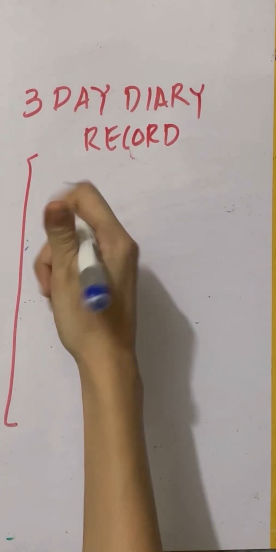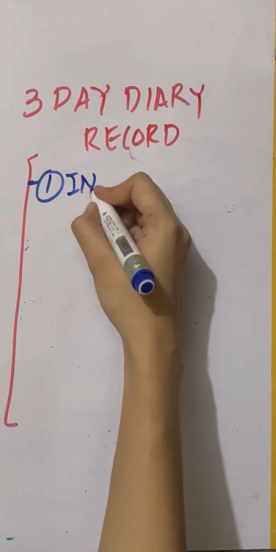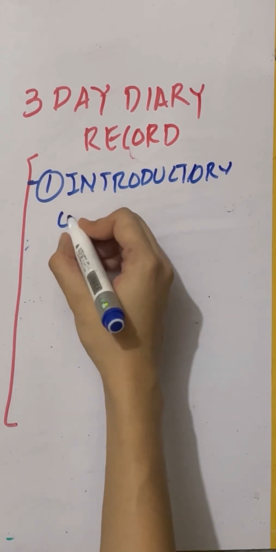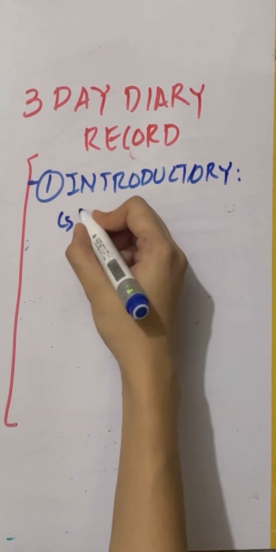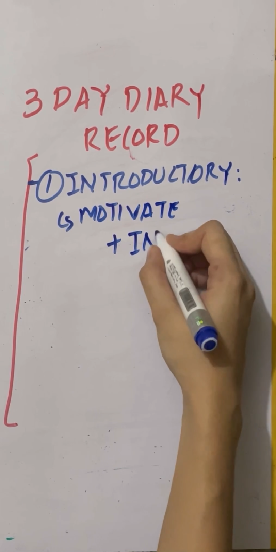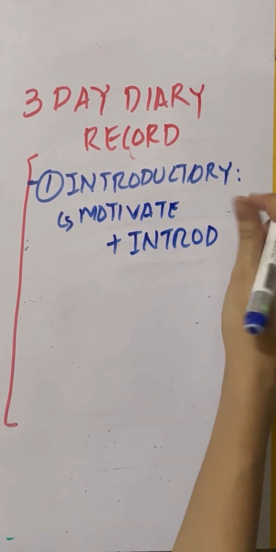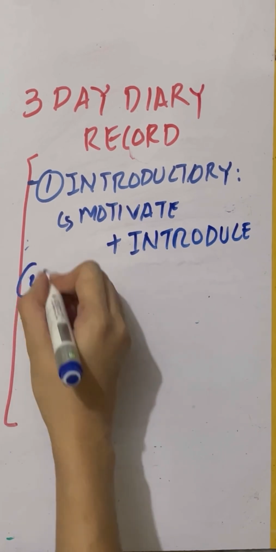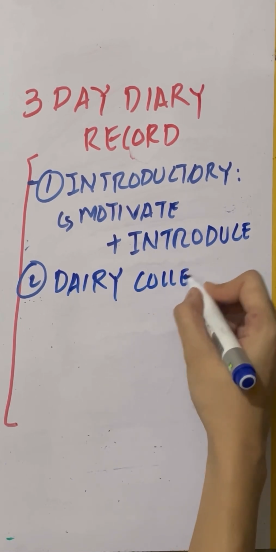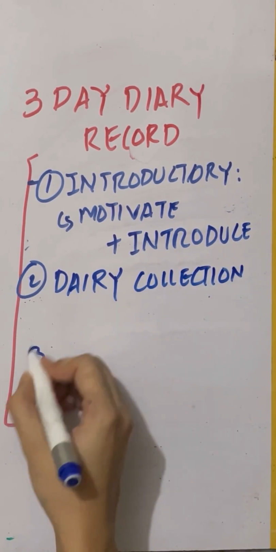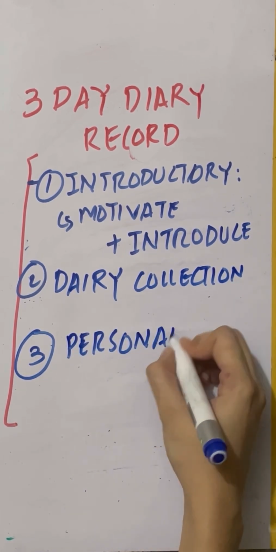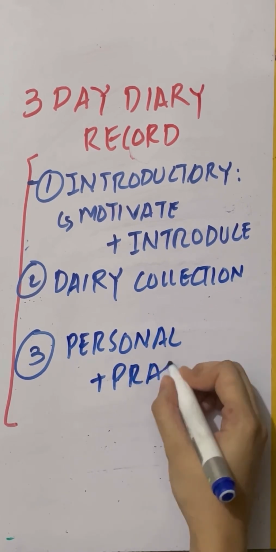The first visit is known as the introductory visit. It is to motivate the child and to introduce the task. The second visit is about the diary collection. And what about the third visit? It is the personal plus practical visit.